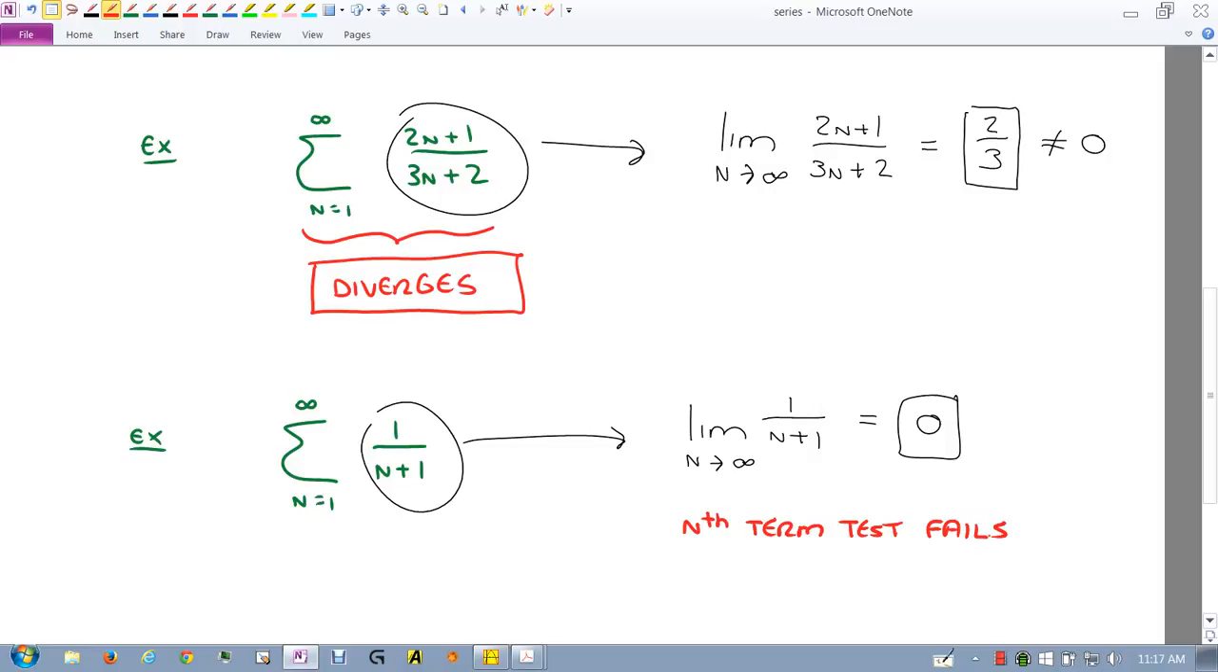So make sure that when you're applying this test, you're looking at a series that fits into that format, a r to the n minus 1. If it doesn't look like that, you can't use the test.